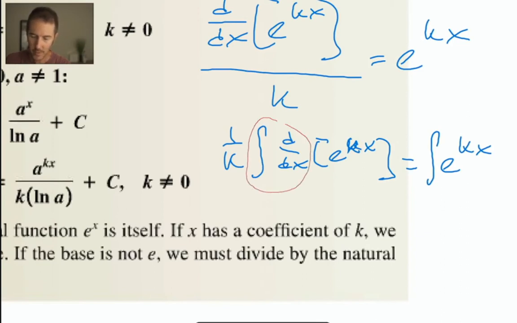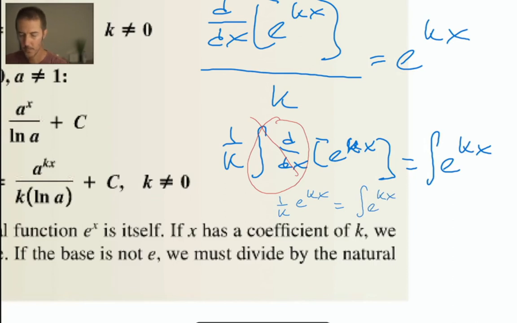the antiderivative of the derivative, it's sort of like squaring and square rooting, kind of, okay? They kind of cancel each other out. They're kind of inverse processes. But just for the moment, think of them as kind of annihilating each other. So if these go, what we're left with is 1 over k times e to the kx equals the antiderivative of e to the kx.